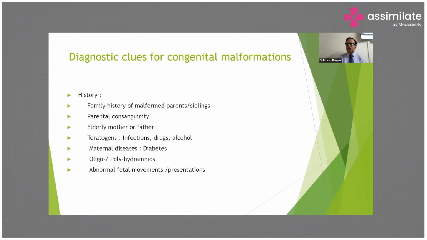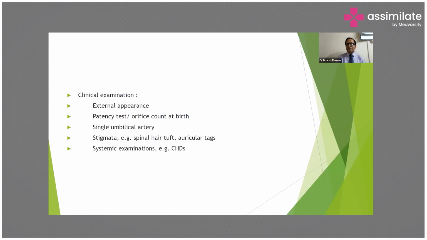Which are the diagnostic clues for a congenital malformation? History taking is very important. First, family history of malformed parents or siblings. Second, parental consanguinity. Third, elderly mother or father. Teratogens during pregnancy: TORCH infection, drugs, and alcohol. The drugs are sodium valproate and carbamazepine. Maternal disease, that is maternal diabetes. Oligohydramnios and polyhydramnios result in congenital malformation. So this is important. Abnormal fetal movements and abnormal presentation history are also important for neonatal congenital anomaly.